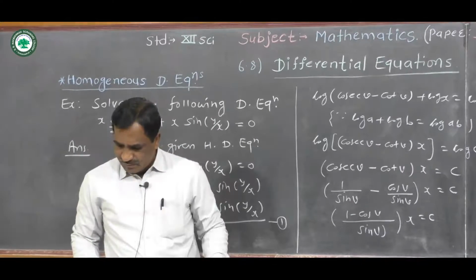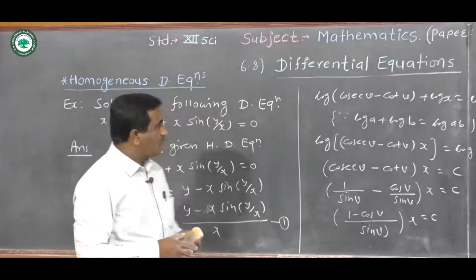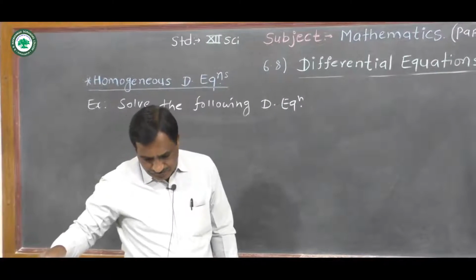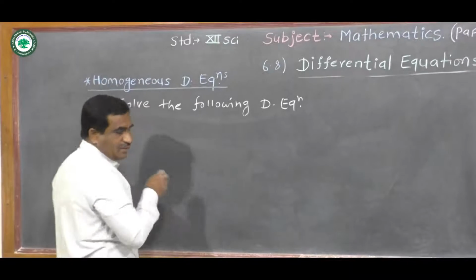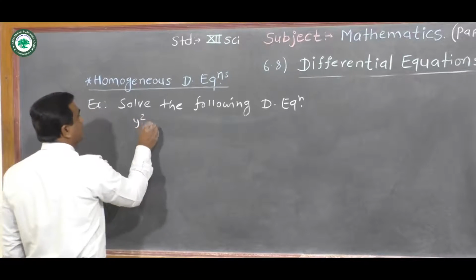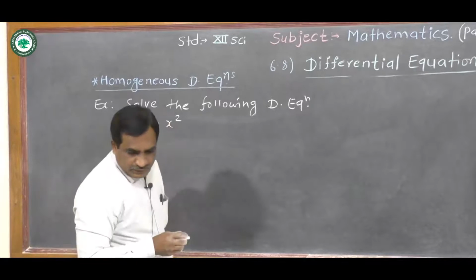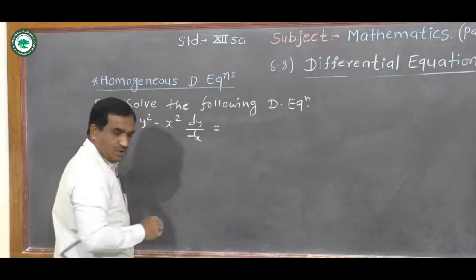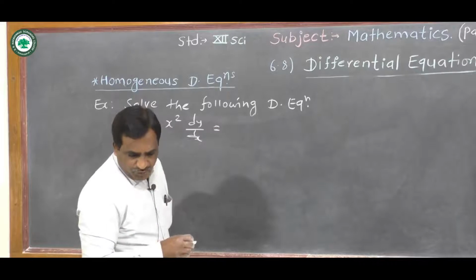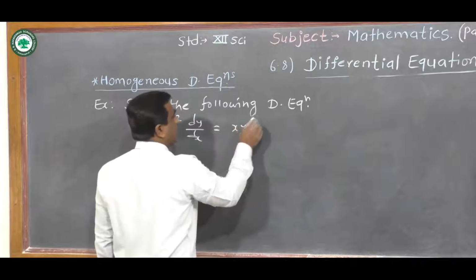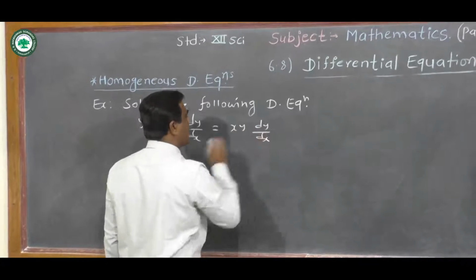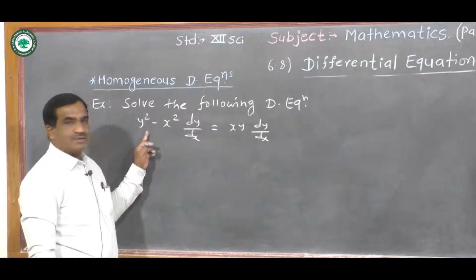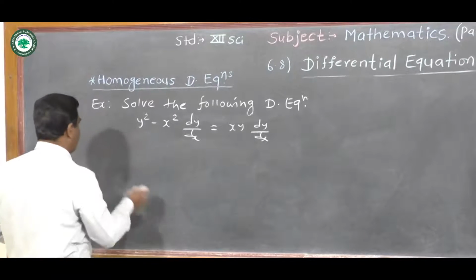Now we see the next example. Solve the differential equation y square minus x square into dy by dx is equal to x into y into dy by dx. Now this is also a homogeneous differential equation of degree 2. Okay, now we see the answer for this.